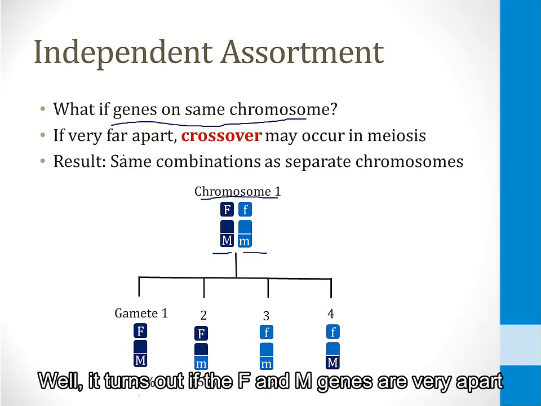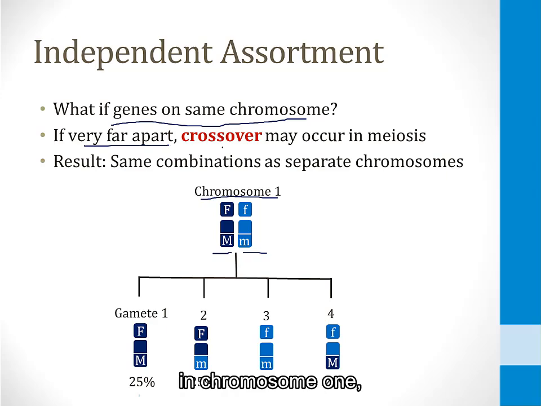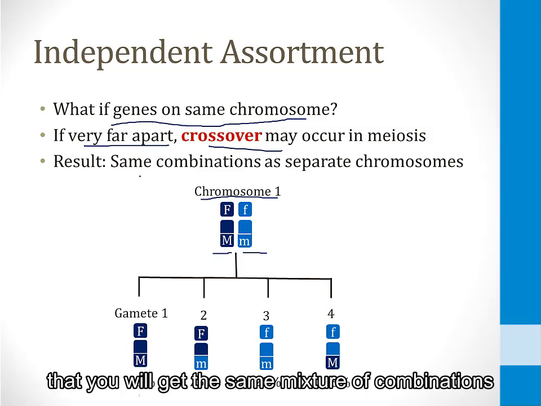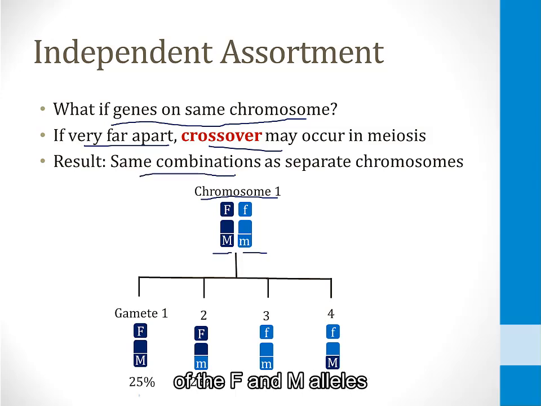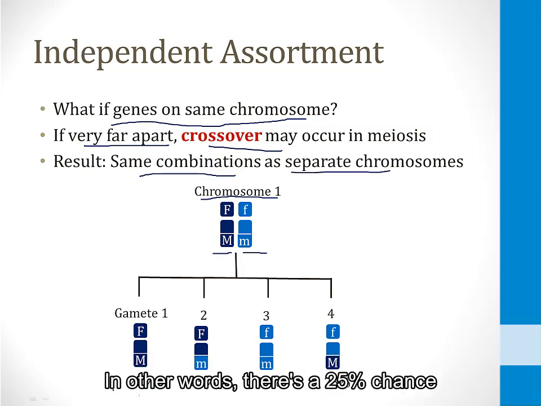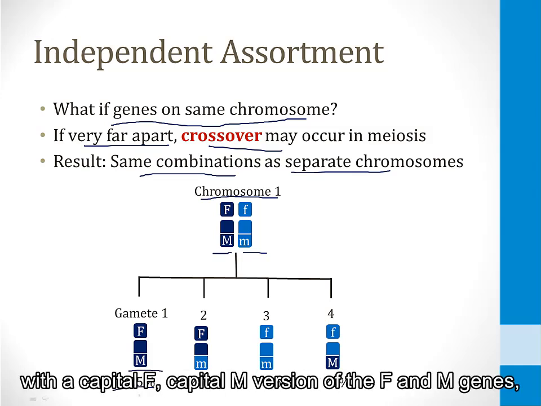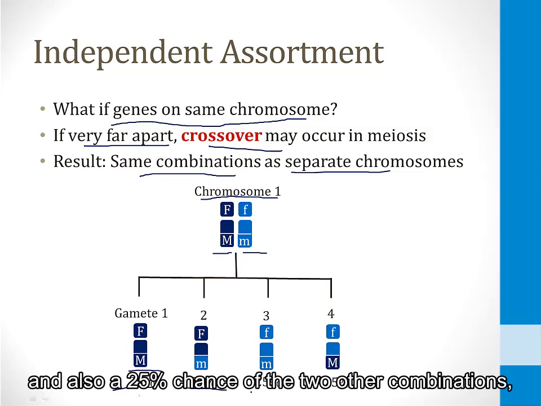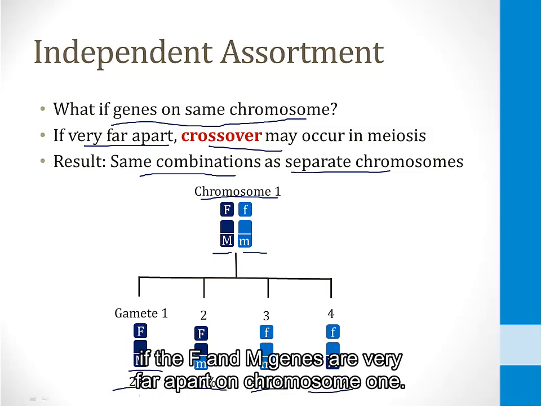Well, it turns out if the F and M genes are very far apart on chromosome 1, then crossover will occur in meiosis to such a degree that you will get the same mixture of combinations of the F and M alleles as if the F and M genes were found on separate chromosomes. In other words, there's a 25% chance that you would create a gamete with a capital F, capital M version of the F and M genes, a 25% chance that you would create a gamete with a capital F lowercase m, and also a 25% chance of the two other combinations. And this is what occurs if the F and M genes are very far apart on chromosome 1.